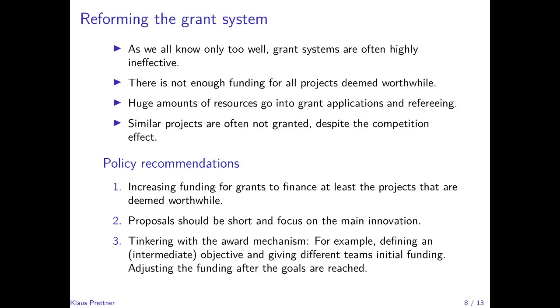So what could be policy recommendations to make the grant system more effective? So I mean, the first one, of course, is obvious, to increase the funding for grants so that they are at least able to fund all the projects that are deemed worthwhile by the reviewers of these projects. Then proposals should be short and focus on the main innovation such that it is easier to write them in terms of the time resources that go into this.